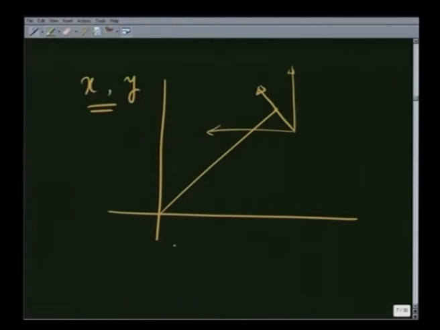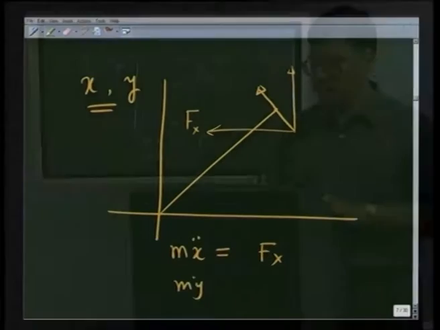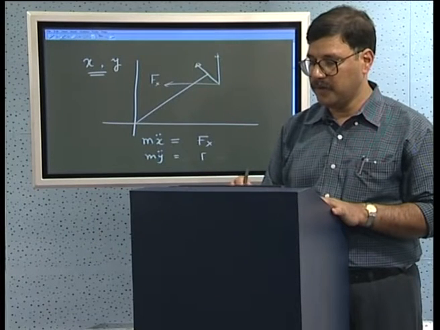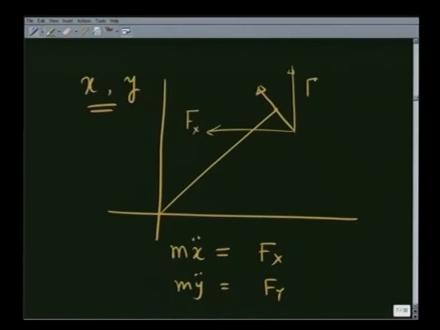the equations you will end up writing would be m x double dot is equal to f x, which is going to be the component of the force in this direction, m y double dot is going to be equal to f y, which is this component, and solve these with respect to time. F changes with time, x changes with time. The solution is going to be slightly more complicated. So, in such situations, use of planar polar coordinates helps us.